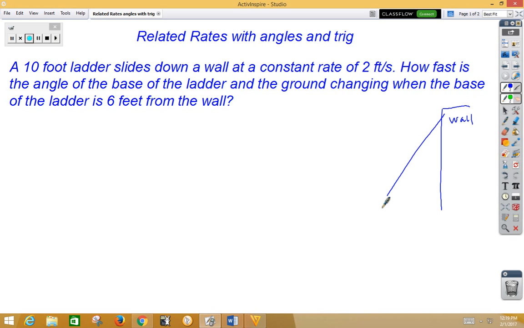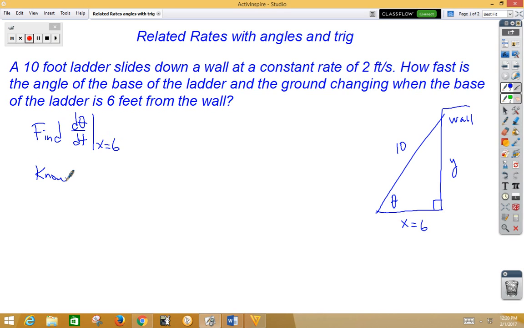So here's our wall, here's our 10-foot ladder, creating a right angle. And it's sliding down the wall, so normally we call that y. And it's talking about the angle that the ladder creates with the ground. So we're trying to find how fast that angle is changing. So we're trying to find d theta dt at the moment, and it says when the base of the ladder is 6 feet from the wall. Well, the base of the ladder would be down here where x is 6. So let's go ahead and call that x is 6.